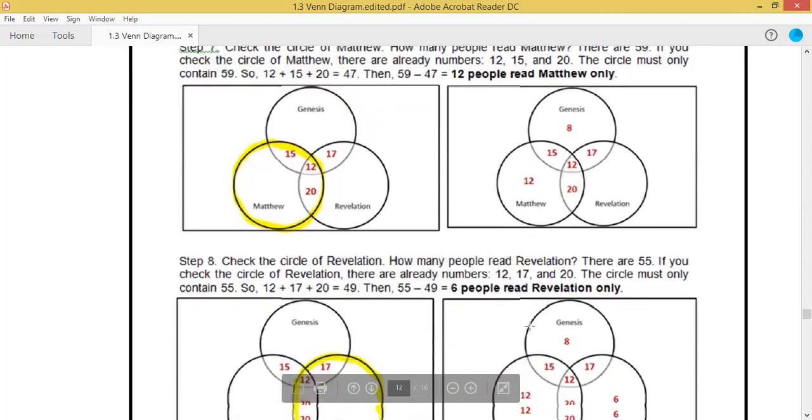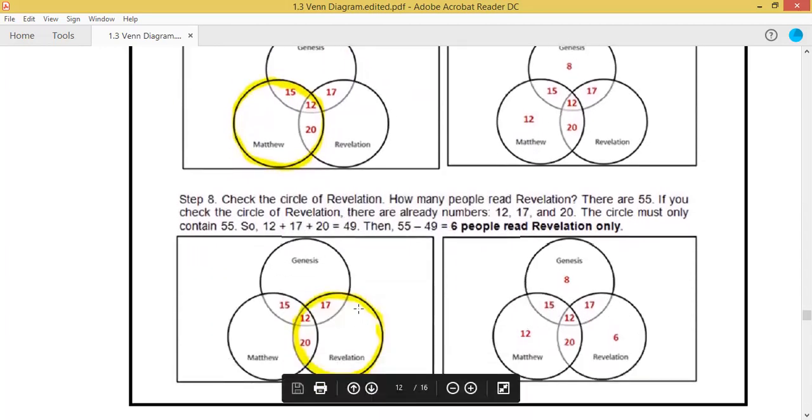Now the next one, Revelation. We follow the same procedure. There are 55 people who read Revelation, but based on the circle, we only have 20 plus 12 plus 17. That's 49. We subtract 49 from 55. So we will have 6. 6 people read Revelation only.